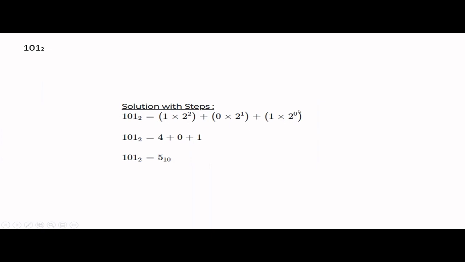multiplied, right? 2 to the power 0, 2 to the power 1, 2 to the power 2. So 1 into 1, because any number with 0th power will be 1. So 1 into 1 is 1. 0 into anything, you don't have to worry, it's 0. And 1 into 2 to the power 2, that means 1 into 4 is 4. So that means 4 plus 1, that is 5.